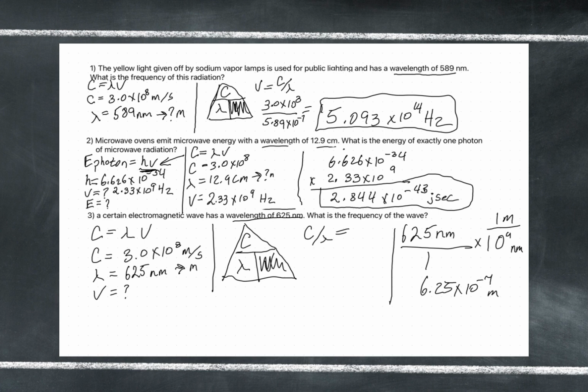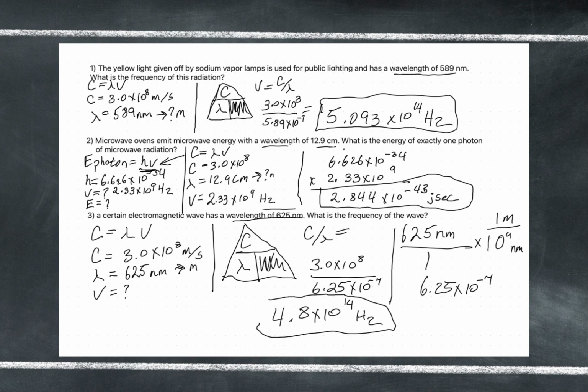Okay, now we can plug that in over here. So we have 3.0 times 10 to the 8th divided by 6.25 times 10 to the negative 7th. Once I divide them out, I get 4.8 times 10 to the 14th hertz. And that would be my frequency.